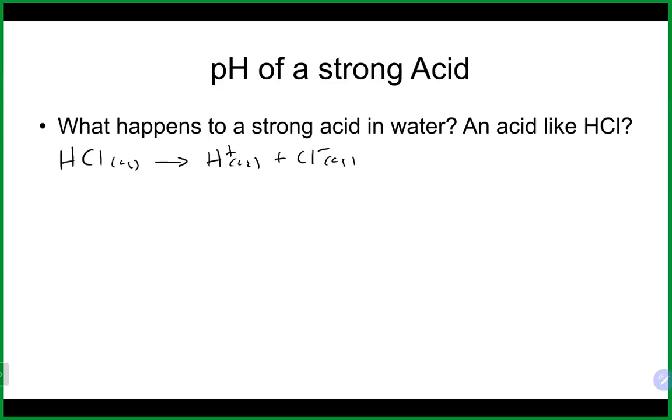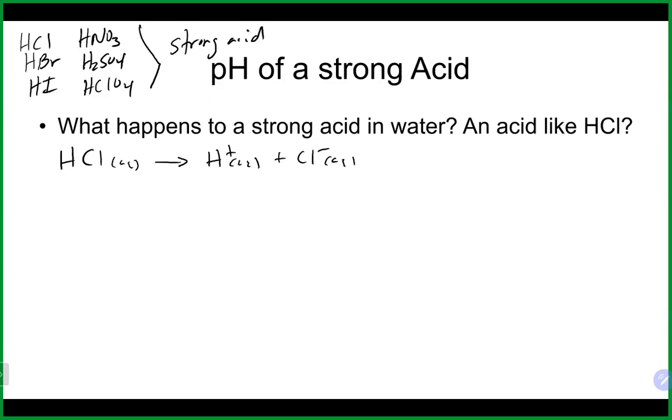Now, there's sort of a list of 6 strong acids. HCl is a strong acid. HBr is a strong acid. Hydriodic acid is strong. Nitric acid is a strong acid. H2SO4 and perchloric acid. All these are strong acids. So if you see one of those, you can safely assume that's a strong acid.